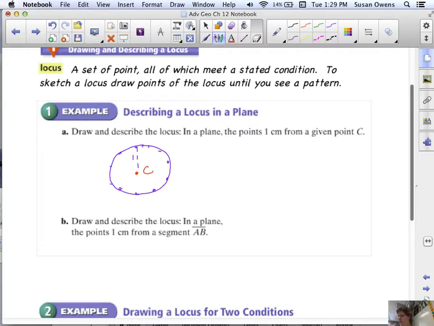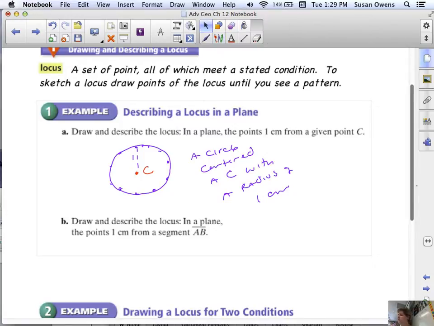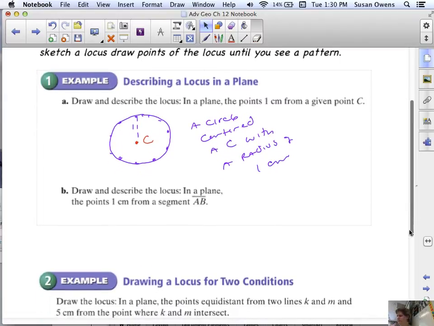So if I describe this, I would say a circle centered at C with a radius of 1 centimeter. Okay. So if I was grading this, if you didn't tell me it was centered at C, you'd lose points. If you didn't tell me the radius was 1, you would lose points. If you just said it's a circle, you'd get very few of the points.